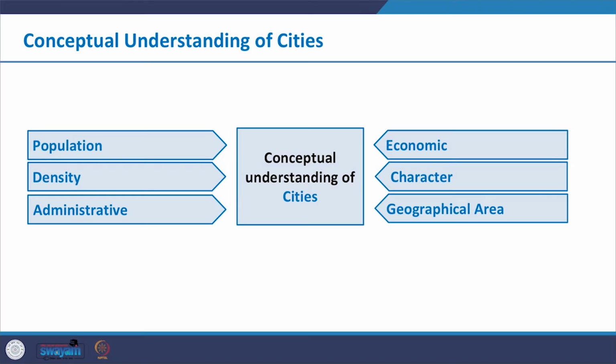Summarizing this, we see that population, density, administrative aspect, economic aspect, character of the city such as organization, shared facilities, opportunities, socio-cultural aspects, and the geographical areas all constitute or help us in understanding the urban areas.